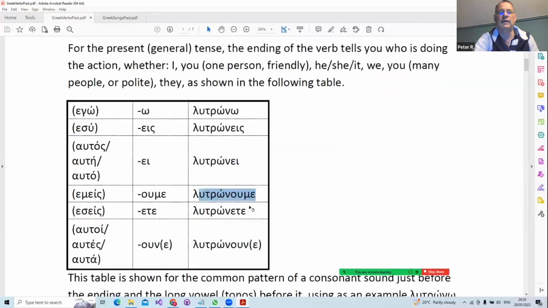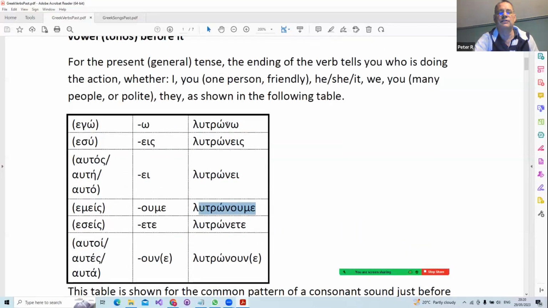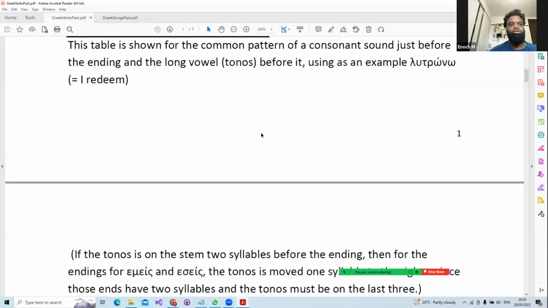Okay, so I've shown the example here where before the ending, the last thing is a consonant sound, it's an n. Okay, we'll go through the other cases shortly.